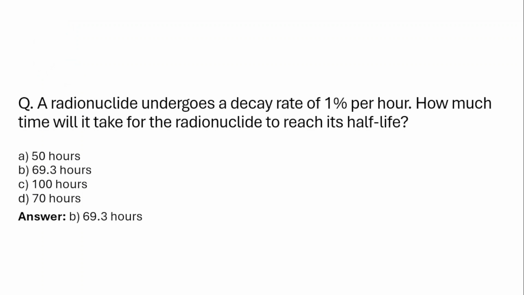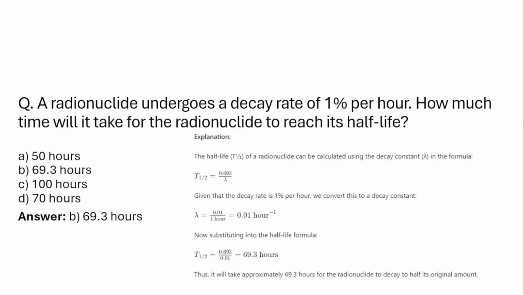In this question we are given the decay constant, lambda, which is 1% per hour, and we need to calculate the half-life of the radionuclide. We very well know the relationship between lambda and half-life: half-life equals 0.693 divided by lambda. By using this formula you can easily calculate the half-life of the radionuclide. For this question it will come out to be 69.3 hours.